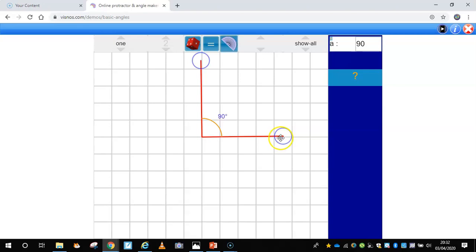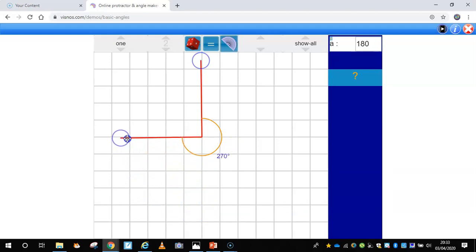Let me continue. If I turn through another quarter turn, I've now turned through 180 degrees, and we call that a half turn. This angle here is 180 degrees, and it is also called an angle on a straight line. Back down I go. Let's do another quarter turn.